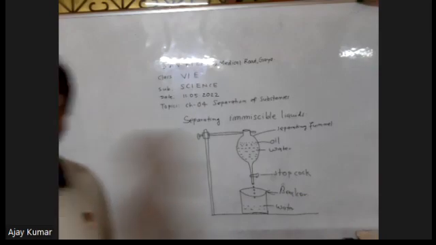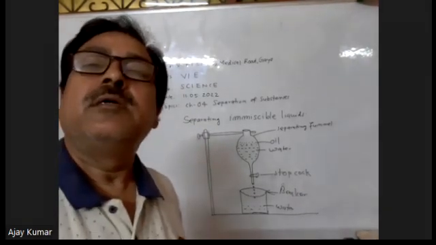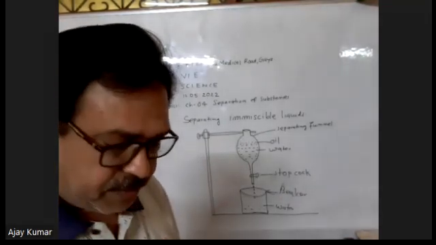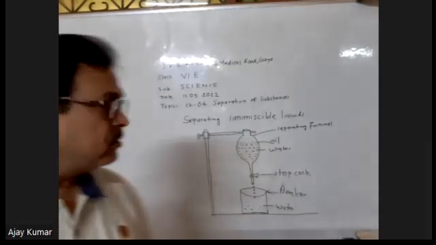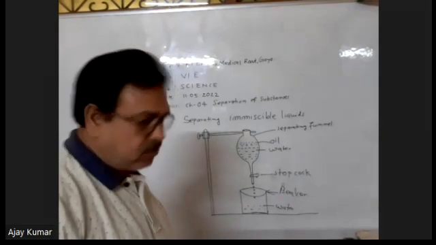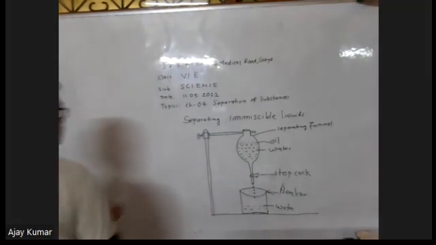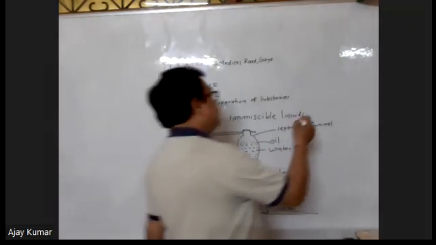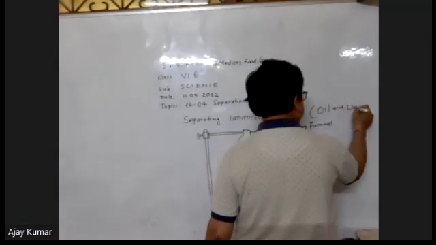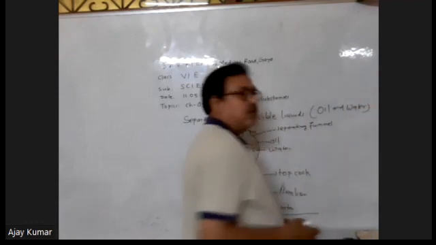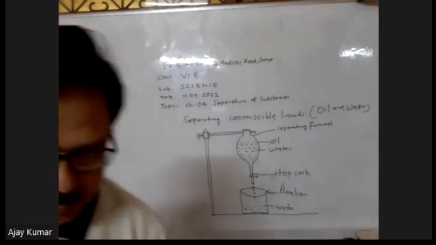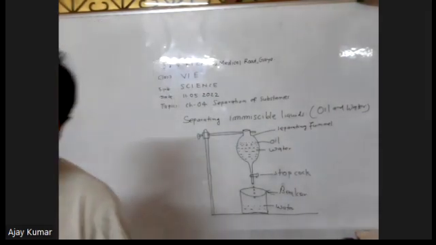So this is the diagram. You can see how we draw the diagram for separating the immiscible liquid. You also draw this diagram of how to separate the oil and water. Immiscible liquid means oil and water. You draw the diagram and write the steps.